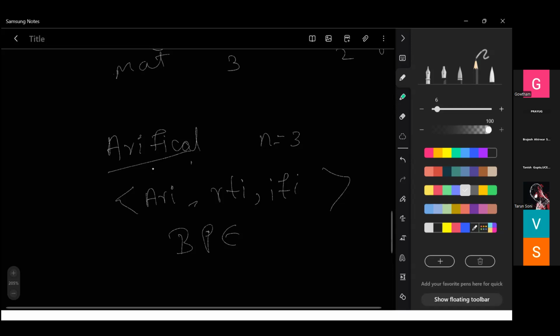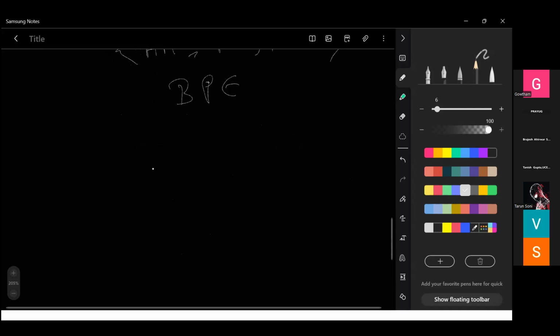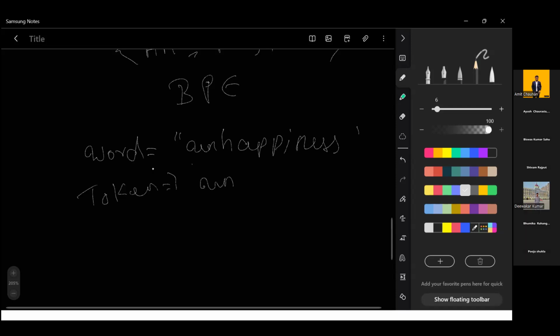For example, let's see how this BPE works. For example, there is one word, let's take "unhappiness". So when I apply the tokenizer to this word, it will tokenize it into "un" and after that "happiness". It will divide it into these two words.